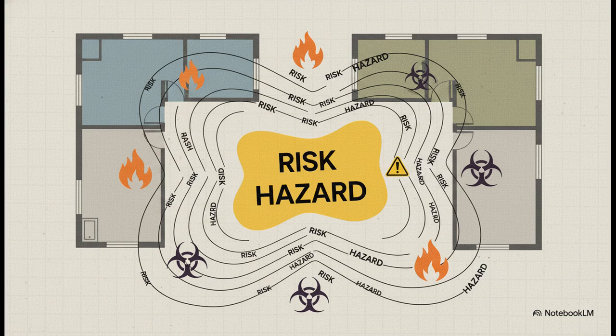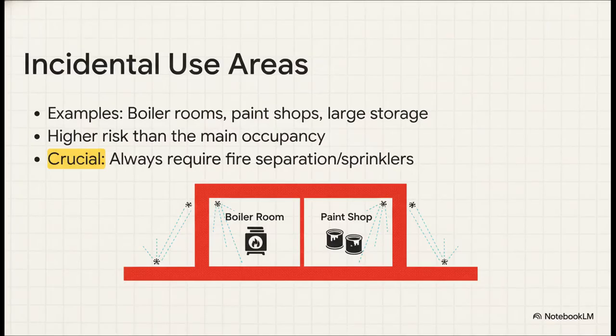We're talking about spaces that have stuff inside them or operations that are just plain more hazardous than the rest of the building. Think about boiler rooms, furnace rooms, maybe a paint shop. Because these spaces have a higher risk of, say, fire, the code treats them totally differently. And here's the absolutely crucial point that sets them apart. Incidental use areas almost always require a fire-rated separation or a dedicated sprinkler system. That 10% rule doesn't matter here. It is all about containing the potential danger.